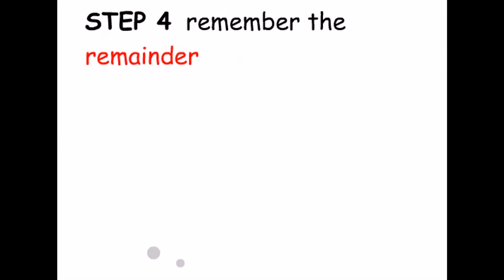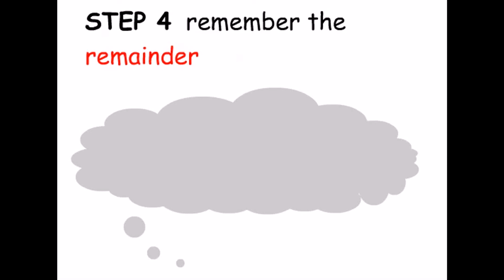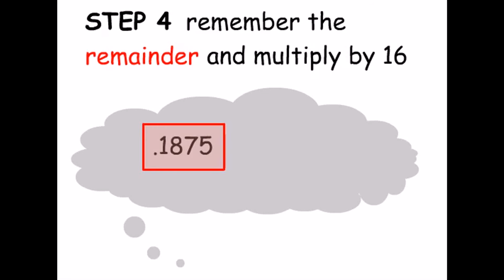Step 4, you need to remember the remainder from step 2, where you were splitting up the result of the decimal divided by 16 into 2. In our example, the remainder was 0.1875. By the way, when I say remember it, I'm really expecting you to have written it down. When you've remembered the remainder, you simply multiply it by 16.